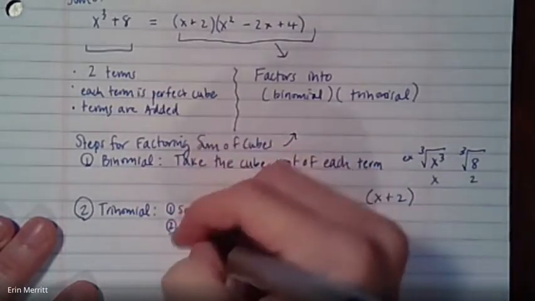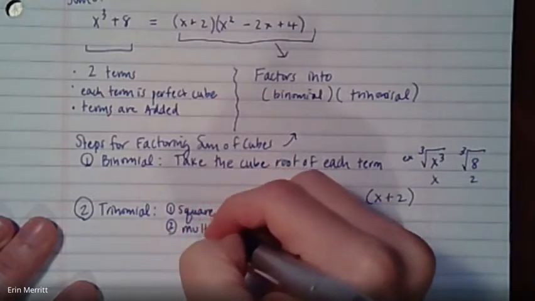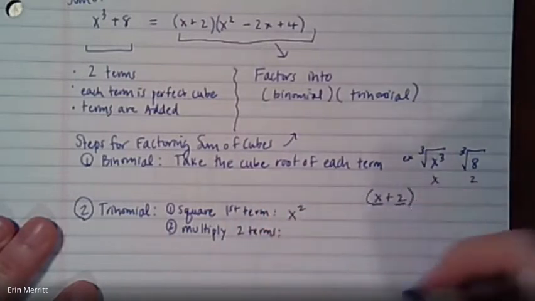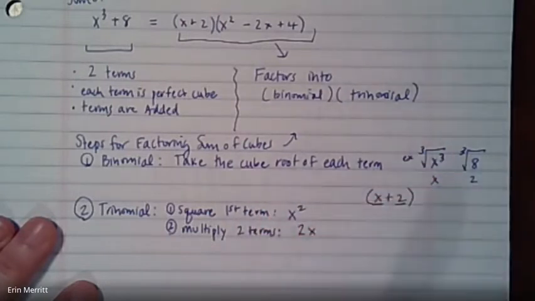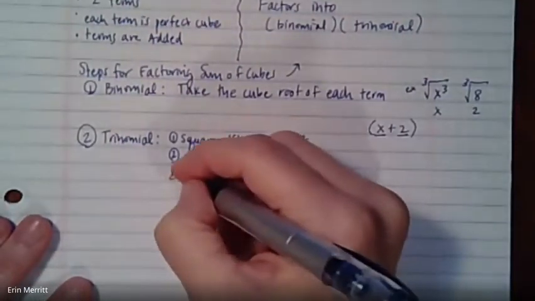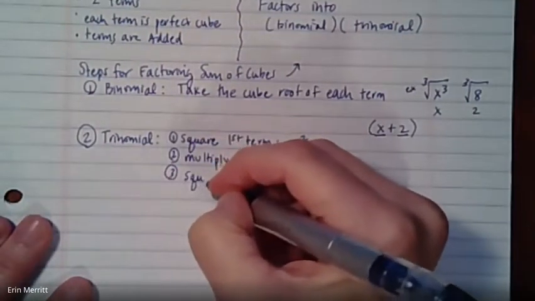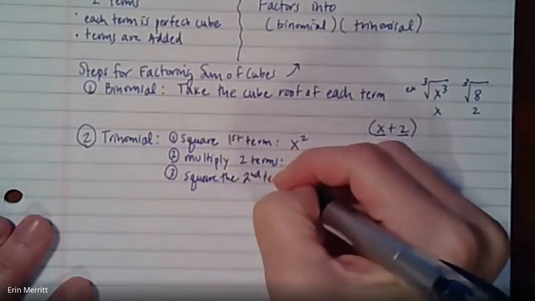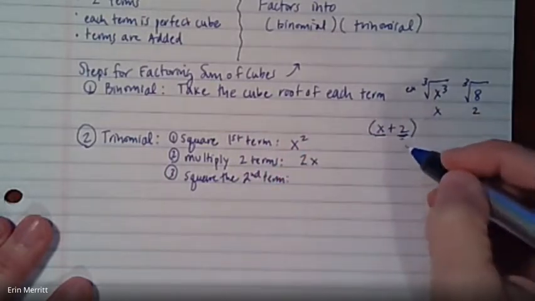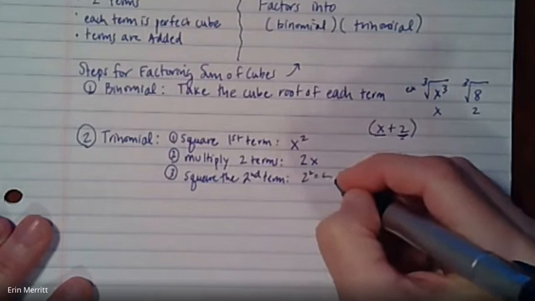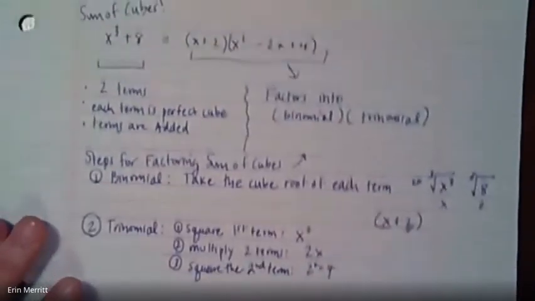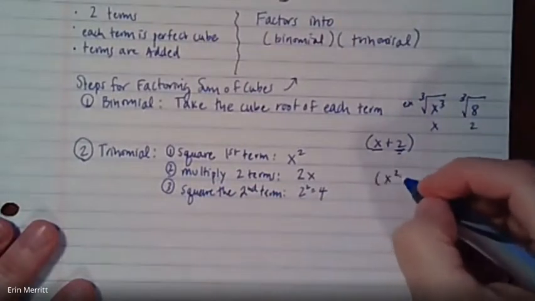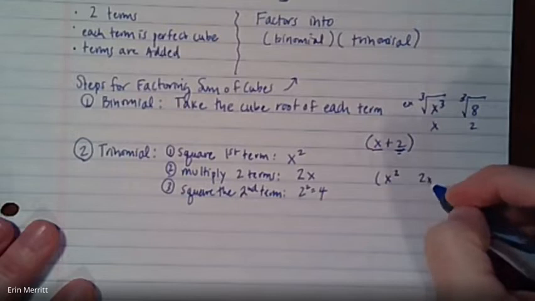The middle term is you multiply together the 2 terms. So the x and the 2, when you multiply them together, that gives you the 2x. And then the third part of it, you square the second term. What I mean by that, the 2 is the second term here. When you square 2, that gives you the 4. So that's where you can see all 3 of those pieces there. And that turns into the x squared and then the 2x and the 4.